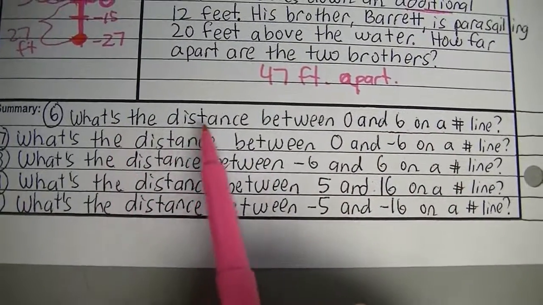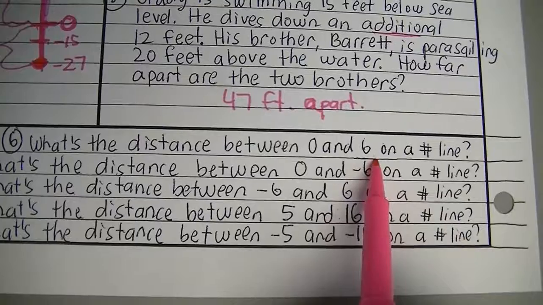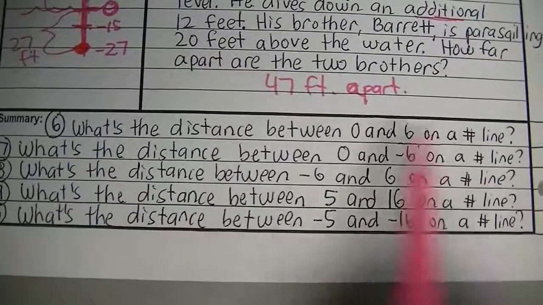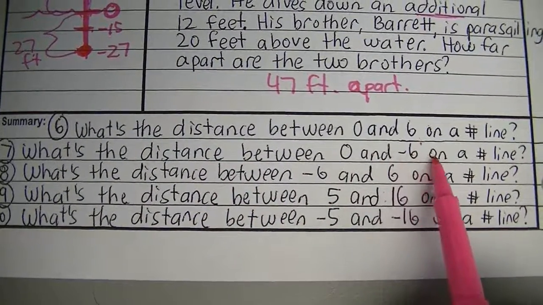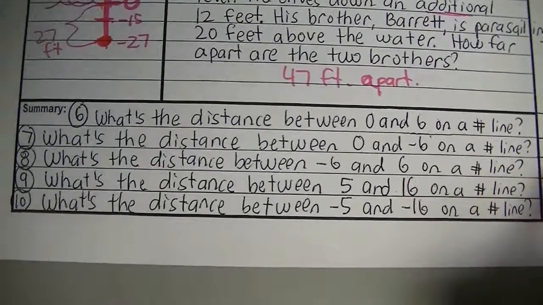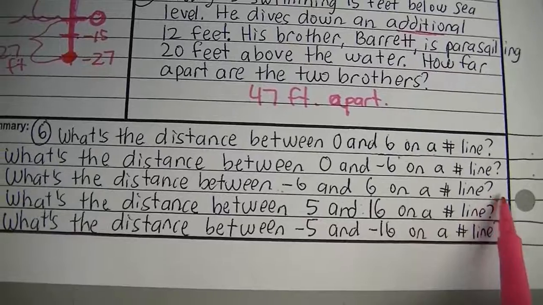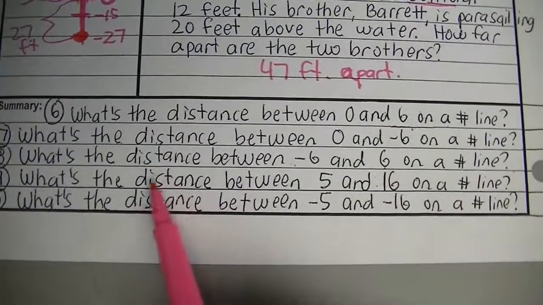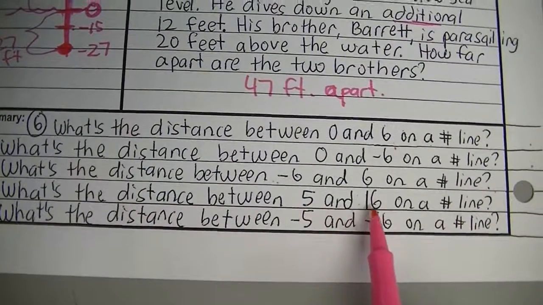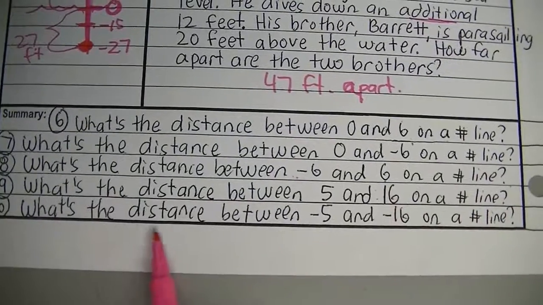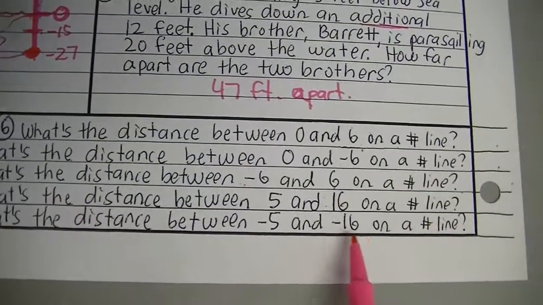So number 6, and I do want you to write this out if it's not already written on your paper. What's the distance between 0 and 6 on a number line? So give me how many units it is. What's the distance between 0 and negative 6 on a number line? Give me how many units it is. What's the distance between negative 6 and 6 on a number line? Write down how many units that is. Then what's the distance between 5 and 16 on a number line? And then what's the distance between negative 5 and negative 16 on a number line? Okay? Bye.